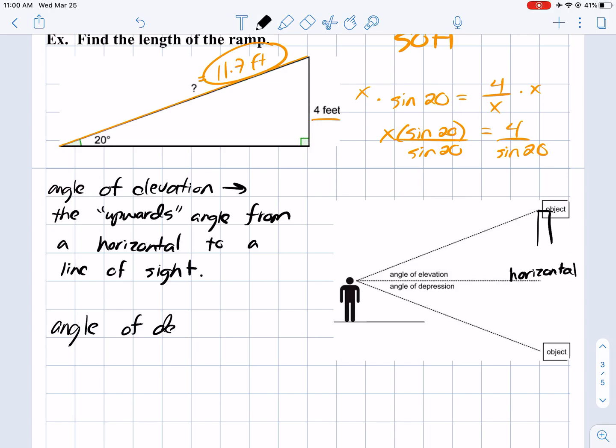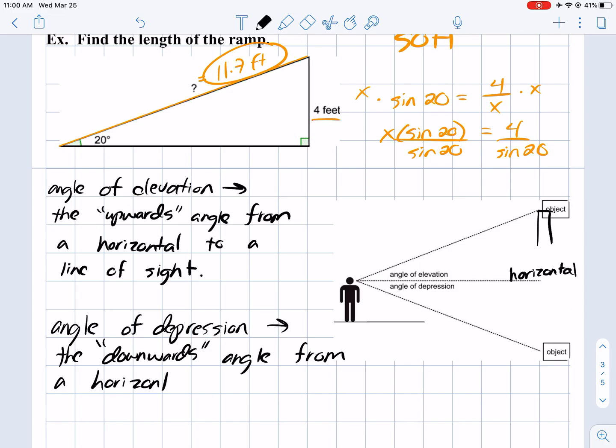Angle of depression is just the opposite. It's the downwards angle from a horizontal to a line of sight. So in this example, this person's looking at something below ground level, which is fine. It could have been an angle of depression to something on the ground.